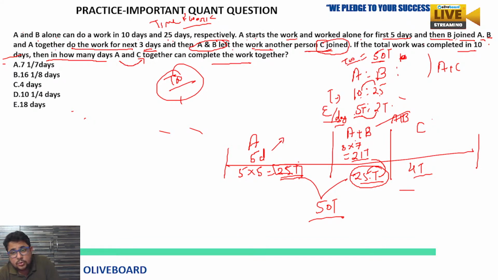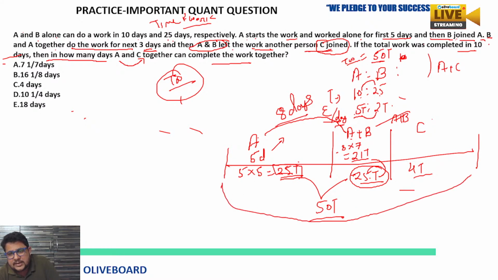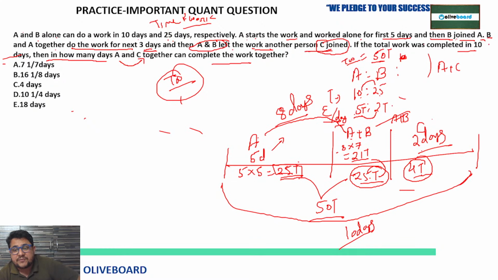5 days A alone, A and B together for 3 days. So 8 days already, right? A and A plus B worked for a total of 8 days, and the total work is getting completed in 10 days. So C worked for how many days? Remaining 2 days. And how much work was left? 4 cups of tea. So if he is finishing 4 cups of tea in 2 days, per day he will finish 2 cups of tea.